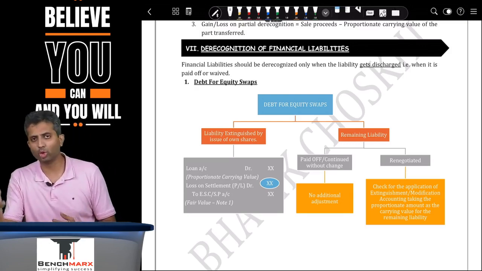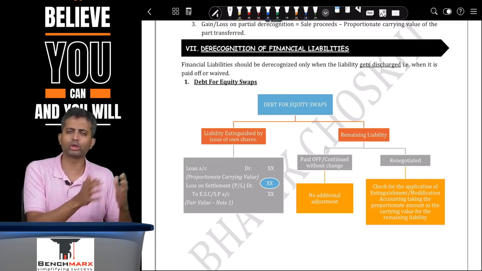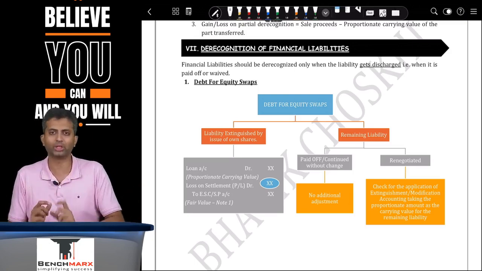The remaining part of the loan, let us say there is a 90 rupees loan, 2/3 of it might be settled through issuing equity shares, but 1/3 might continue.